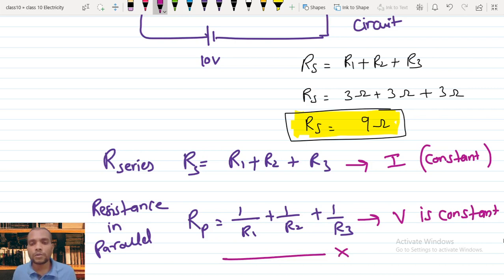Yeah, this is all about series and parallel connection. In the next lecture we can see some problems. Till now we did not solve any problems. We can solve some good problems that give a better understanding of how the resistance value increases and decreases.